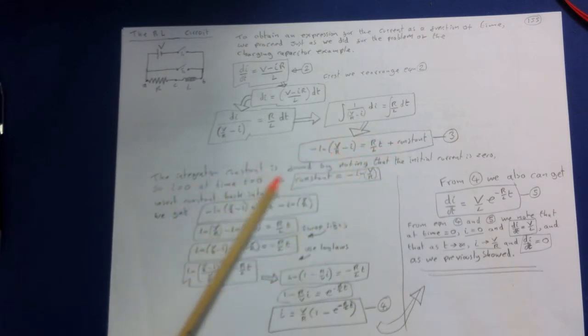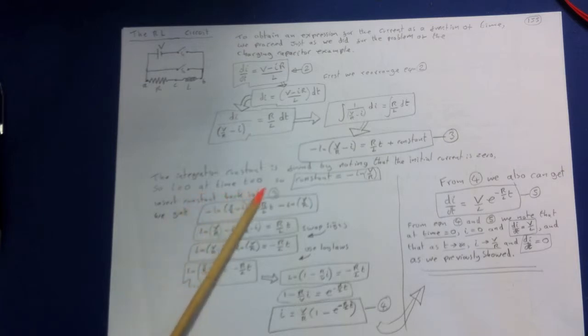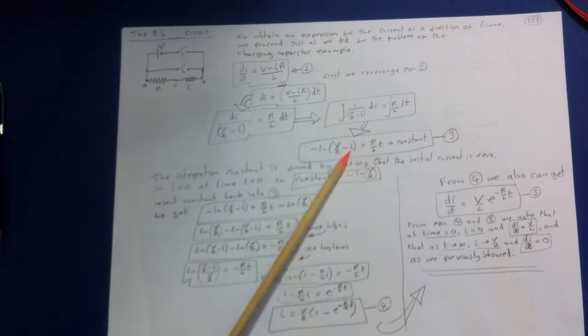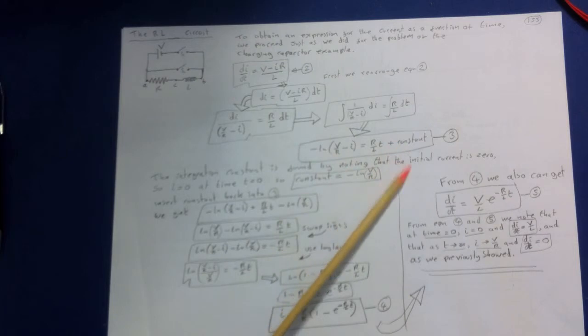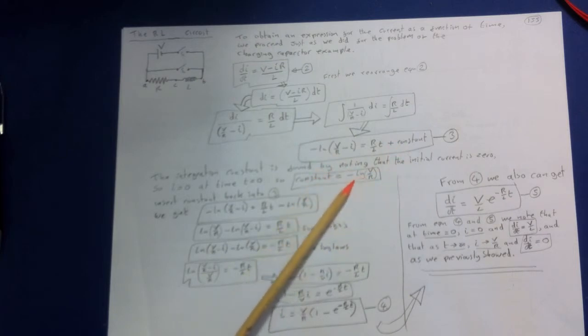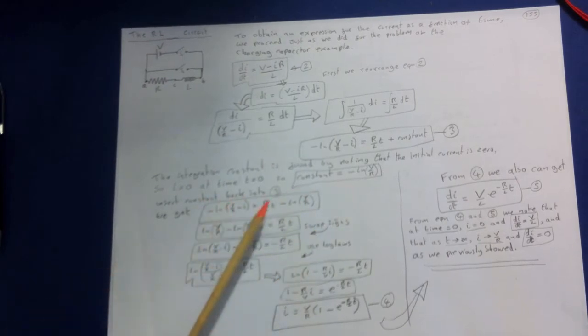The integration constant is found by noting that the initial current is 0. So i equals 0 at time t equals 0. If you plug in t equals 0 and i equals 0, you just end up with minus ln of V over R equals the constant. So that's our constant value. With that, we can insert the constant back into this equation. So we now end up with something a lot easier. We end up with ln of V over R minus i equals the right-hand side of this equation here.